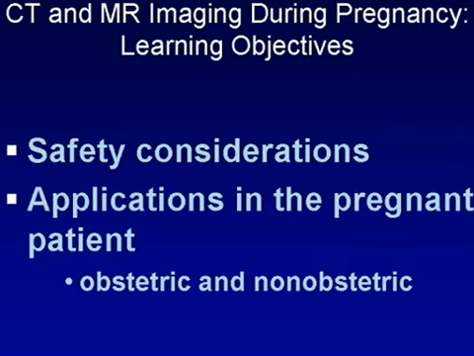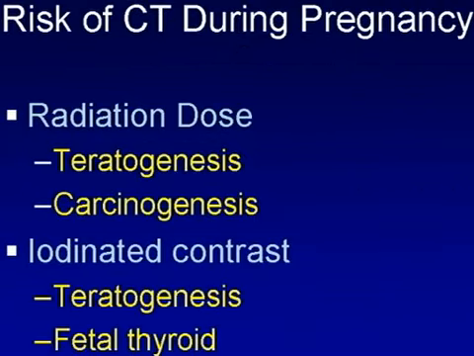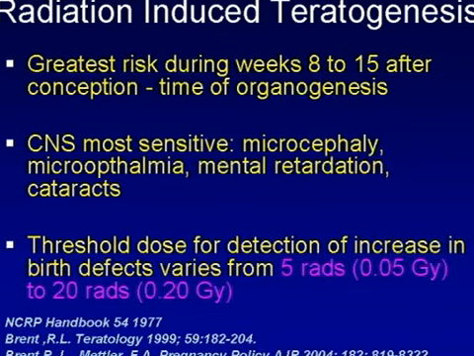So the learning objectives for this lecture are to review the safety considerations involving CT and MR use during pregnancy, and then also to discuss specific applications in the pregnant patient, both obstetric and non-obstetric. So starting first with CT during pregnancy. The risk to the fetus is associated both with a radiation dose and also the use of iodinated contrast. And when we talk about risk from radiation to the fetus, we talk about radiation-induced teratogenesis and carcinogenesis.